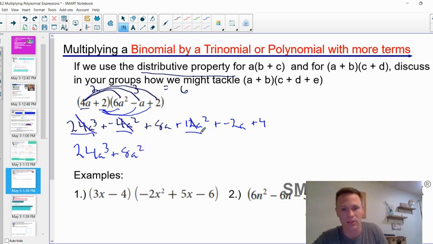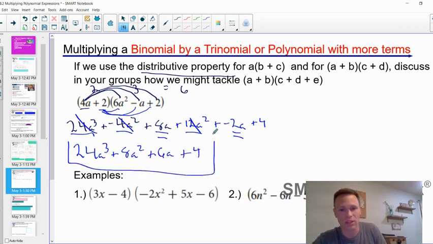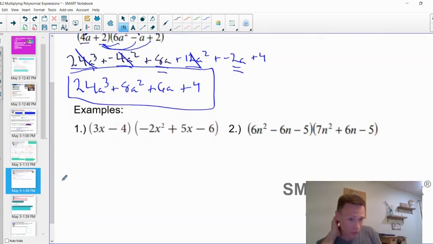I'm going to cross these out as I go. And then I have a's. So I got 8 and negative 2. That's going to give me a 6a, and then plus 4. So this is my final answer. So again, not much different. Okay, I'm only going to do one more of the examples. I don't really think you guys need to watch me do any more than that.